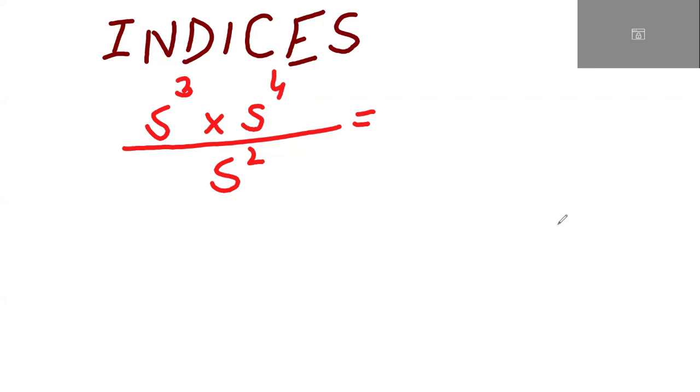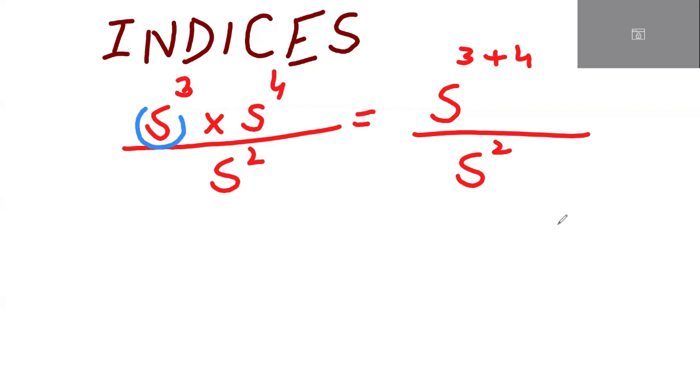So let's try to solve numerator first. s to the power 3 plus 4, divided by s square. Why is it like this? s to the power 3 plus 4, because whenever the bases are same, this base and this base, it is same, so the powers are added, right? The powers are added, 3 plus 4. And in the denominator, you have only s square. So I have written s square like this in the denominator.